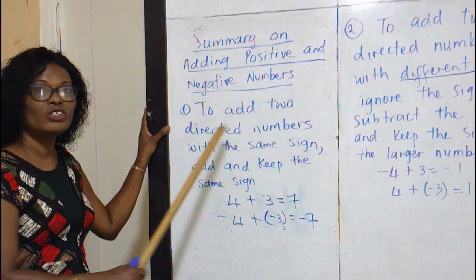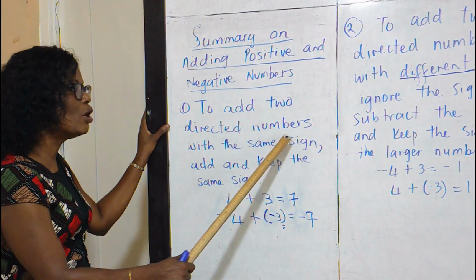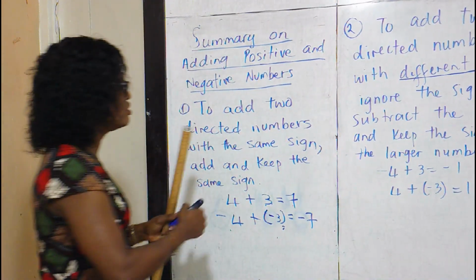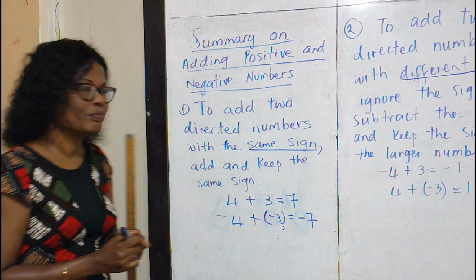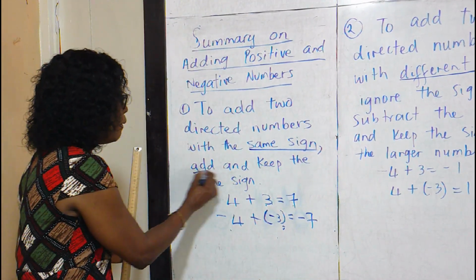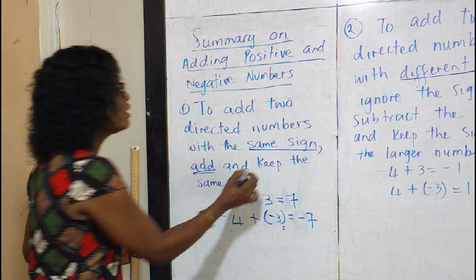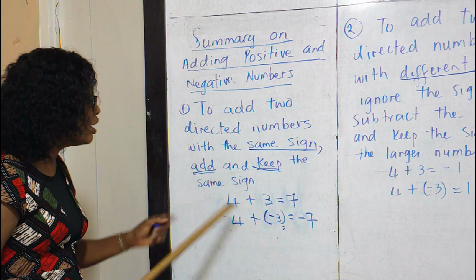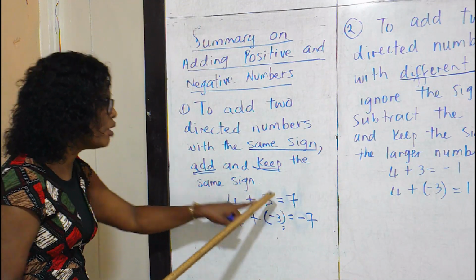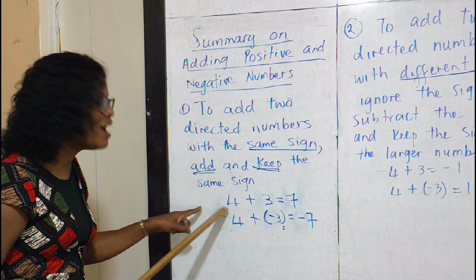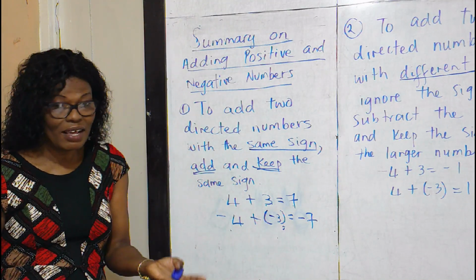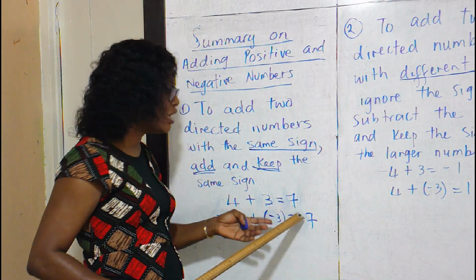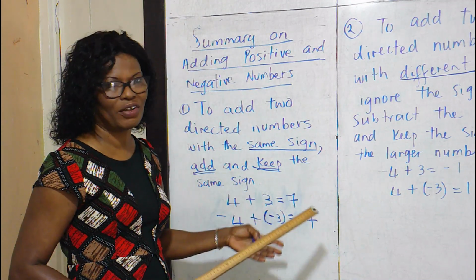When we add two directed numbers that have the same sign, notice the operative words are same sign. We're going to add both numbers and keep the same sign. You got that? So here we have a positive 4 and a positive 3. So the signs are the same. Two positive numbers. So positive 4 plus positive 3 will give me positive 7.